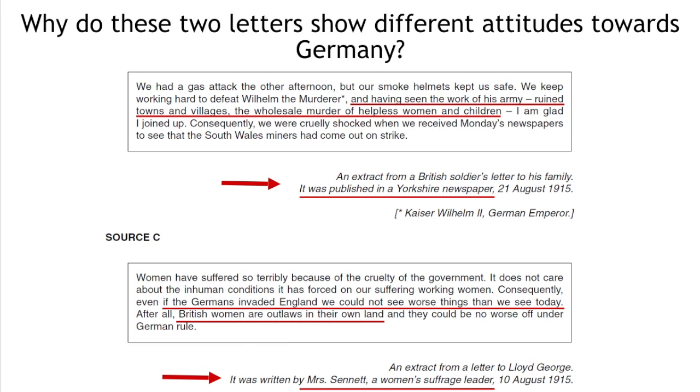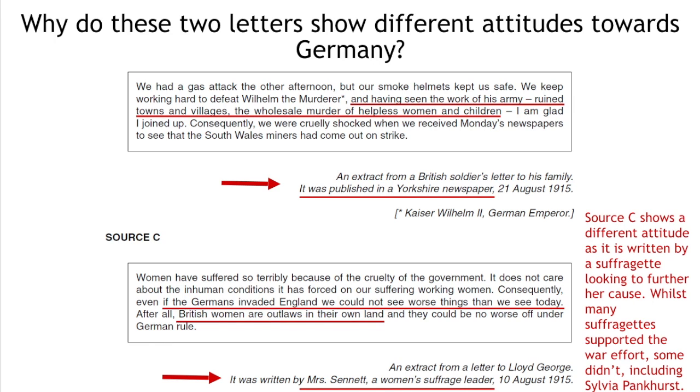Highlight as well the British women are outlaws in their own land, and link that into what we know. So source C shows a different attitude, as it is written by a suffragette looking to further her cause. Whilst many suffragettes supported the war effort, some didn't, and the most famous one is Sylvia Pankhurst, who continued the suffragette cause into World War I.